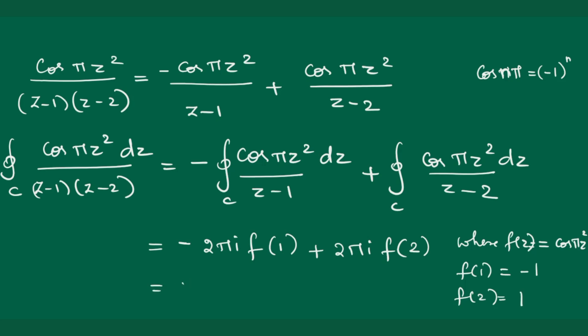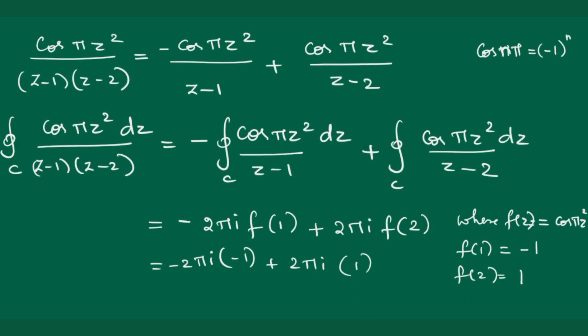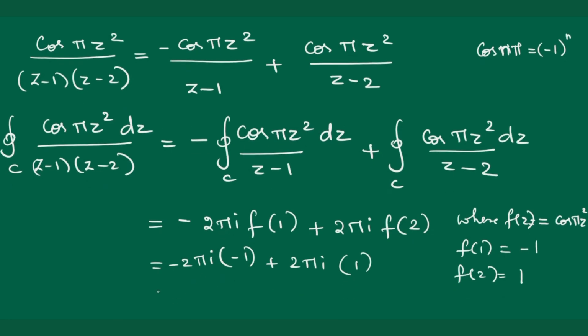So here it is minus 2 pi I into the value minus 1. For the second term, the value is plus 1. So finally we can conclude that the answer is 4 pi I, that is 2 pi I plus 2 pi I gives you 4 pi I, and this is the value of the given integration.